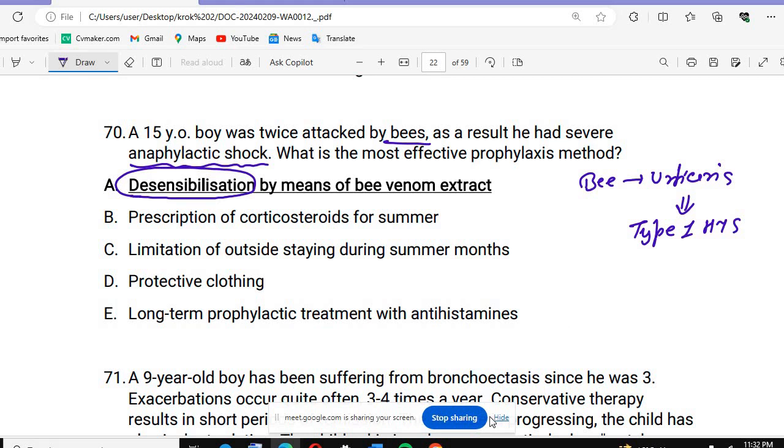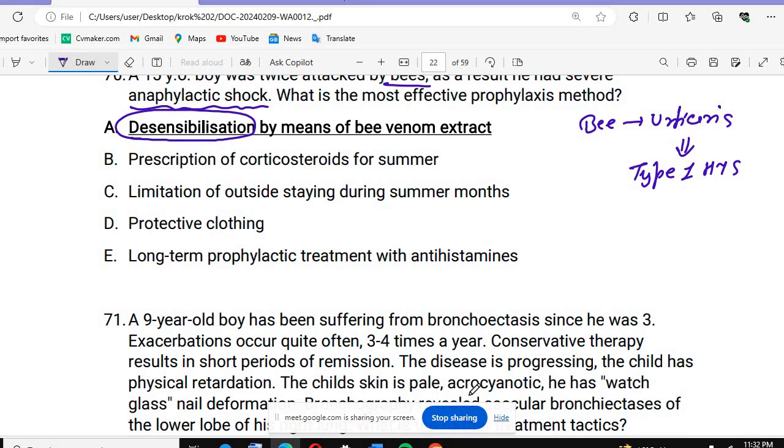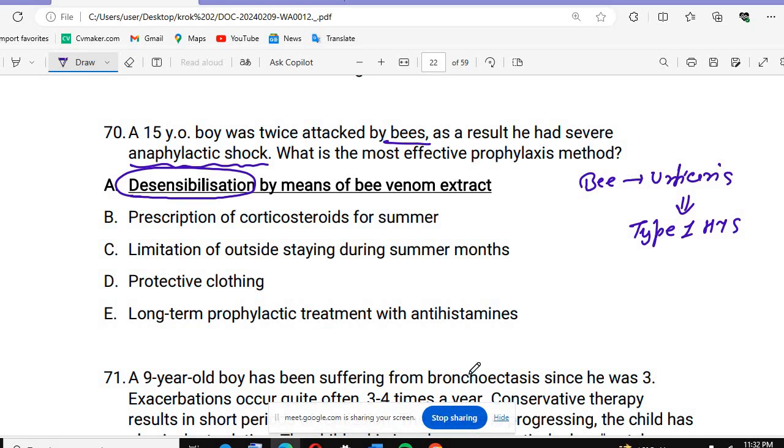In case of desensitization, based on how sensitive the area is, we will desensitize that area only. Desensitize the particular area.